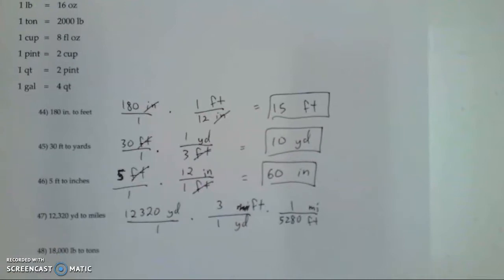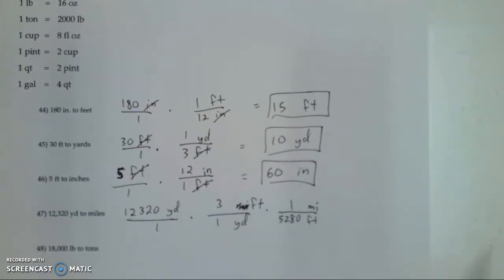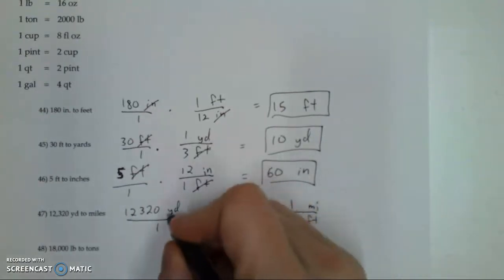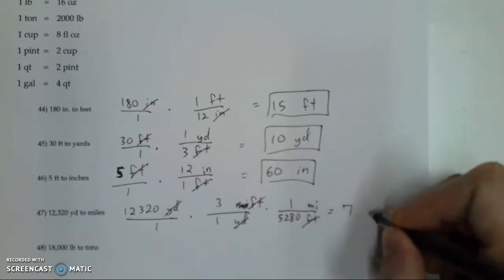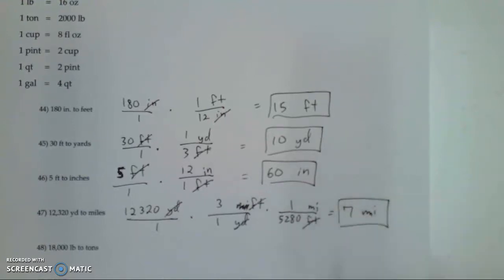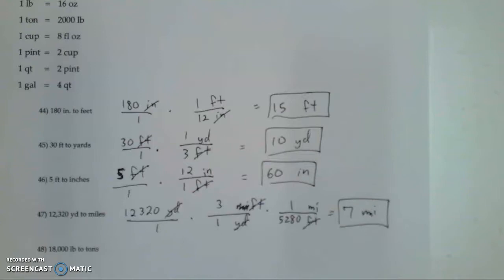So here I've got to do two things, because I don't know how many yards are in a mile. My little chart doesn't tell me that. So I've got to take 12,320 multiplied by 3, since they're both on the top, and then divide it by 5,280. Just to double check, I've crossed out the yards, I've crossed out feet, I've just got miles left, and on my calculator, I got 7. So we might have to multiply more than one thing.